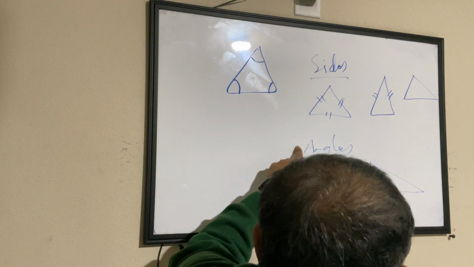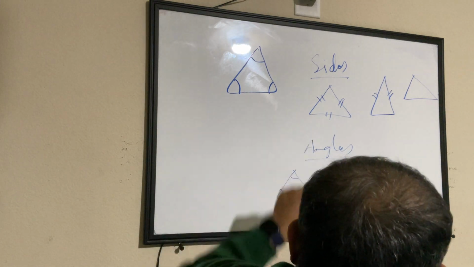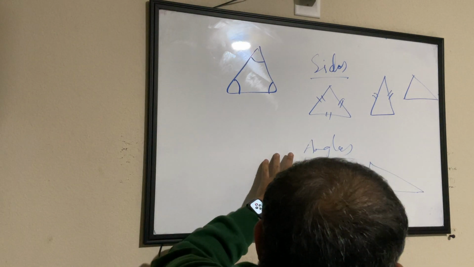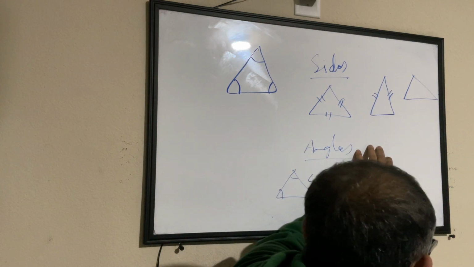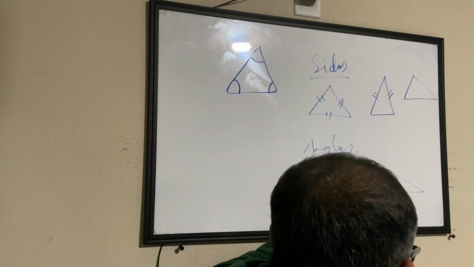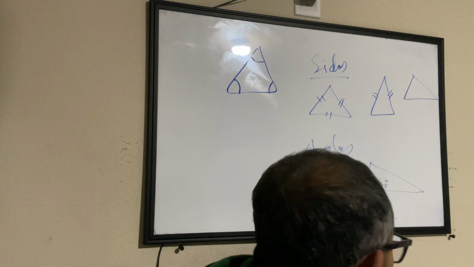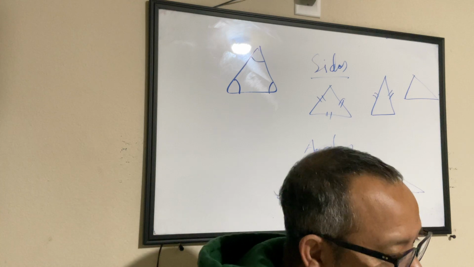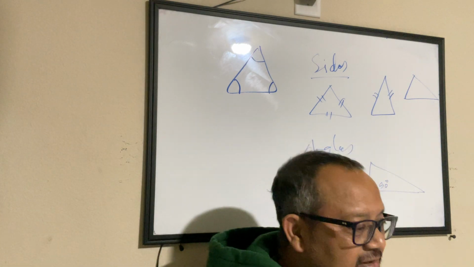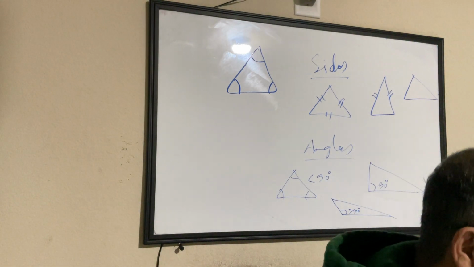When you look at it with angles, there are 3 types again. When all the angles are less than 90 degrees, acute angle triangle. When one angle is 90 degrees, right angle triangle. When only one angle is more than 90 degrees, that is an obtuse angle triangle. That's it. That's all we have learned since yesterday till now.